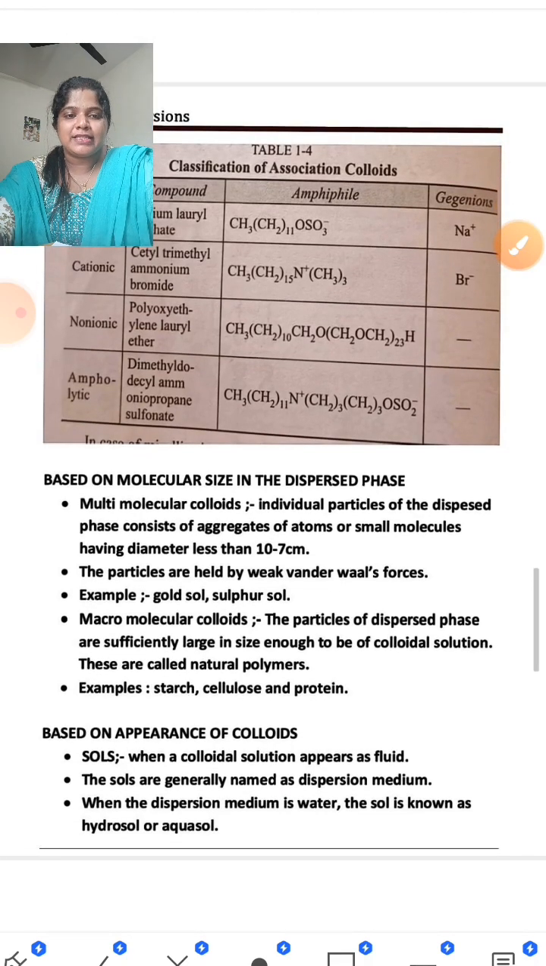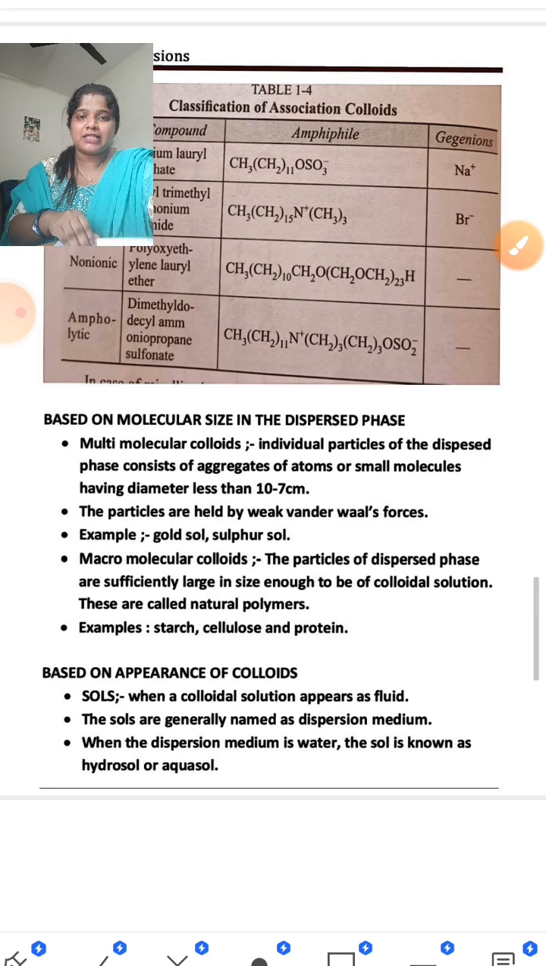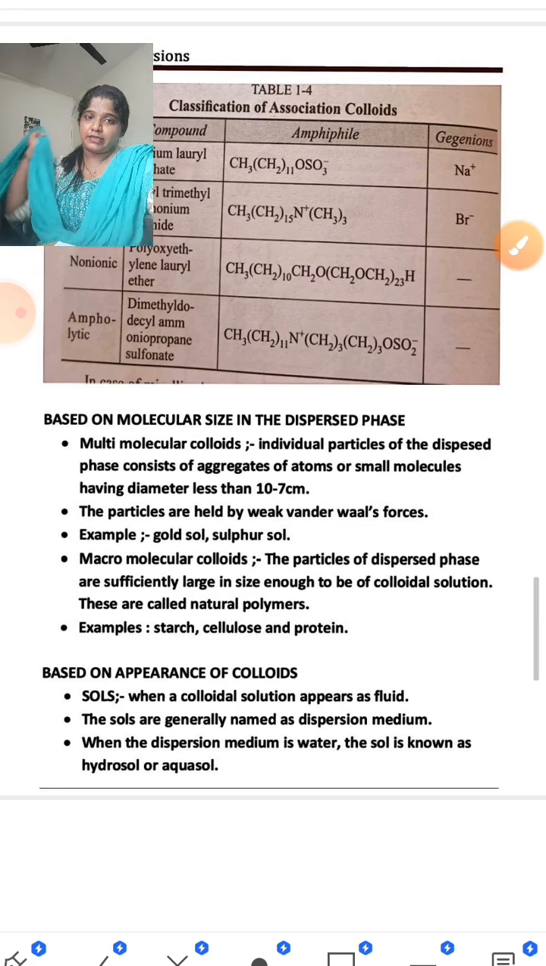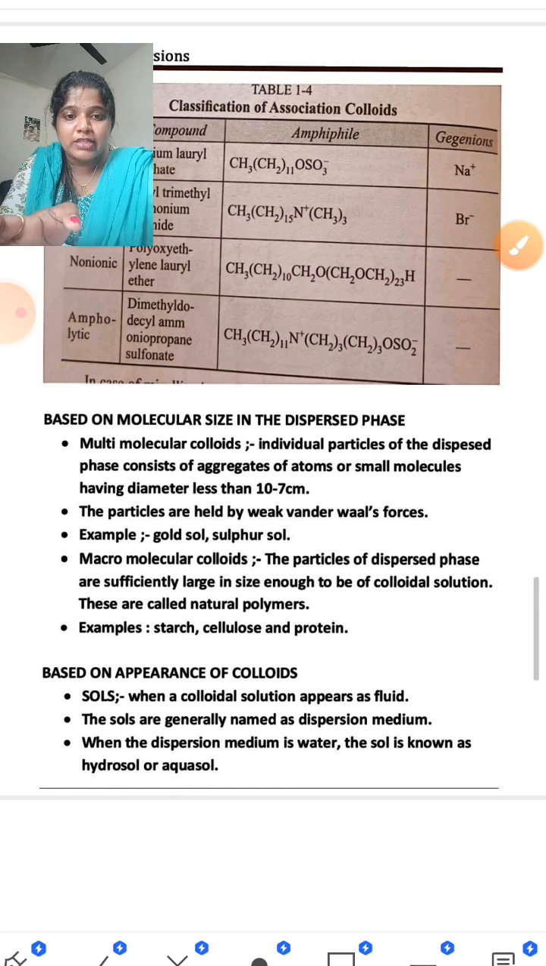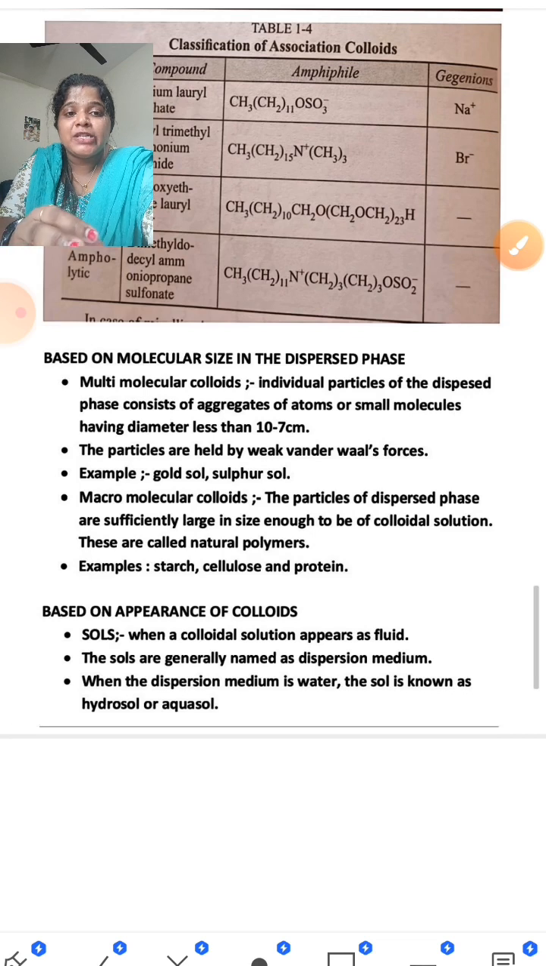Next is the classification based on molecular size in the dispersed phase. They are classified into three, of which one is multimolecular colloids. Multimolecular colloids have individual particles of the dispersed phase consisting of aggregates of atoms or small molecules with a diameter less than 10 to the power minus 7 centimeter. These particles are held by weak van der Waals forces of attraction. Examples are gold sol and sulfur sol.